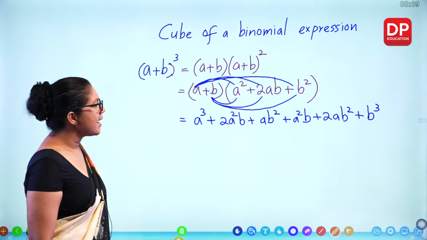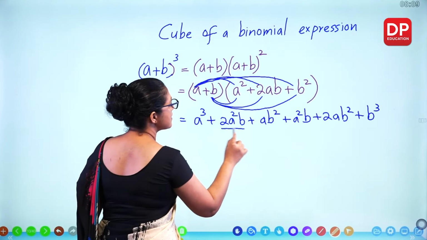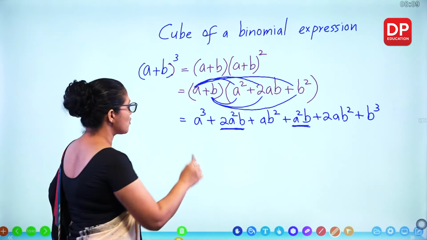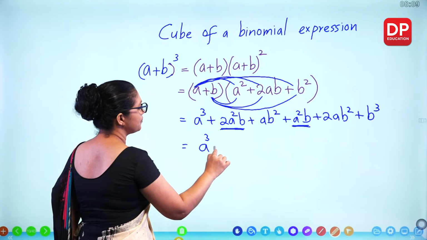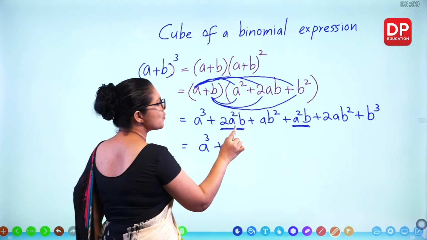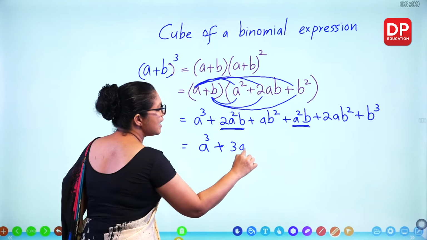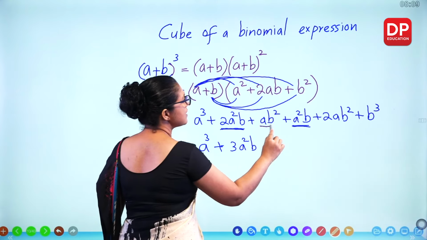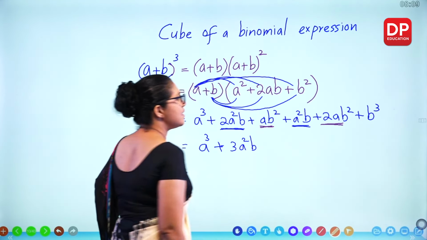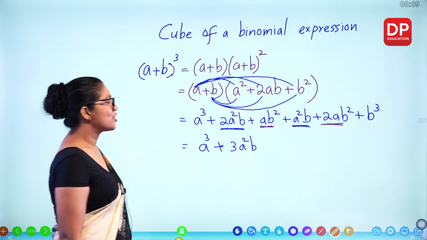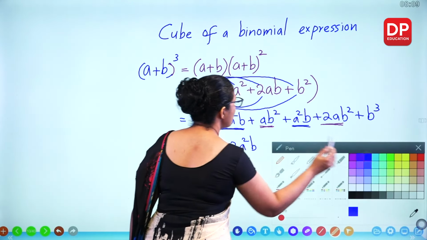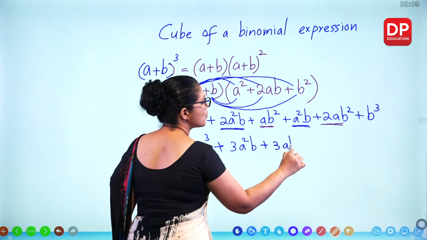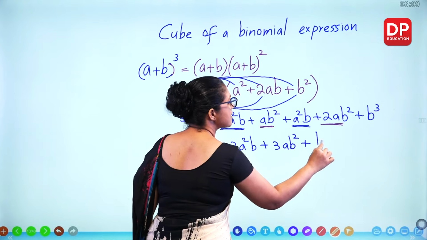Now, are there any like terms? I see this term and this term, both same terms. So what you get? A cube plus 2a squared b and a squared b, you get 3a squared b. And also I see these two are like terms, ab squared and 2ab squared. When you add these two together, ab squared plus 2ab squared, you get 3ab squared. Plus you get the last term b cubed.